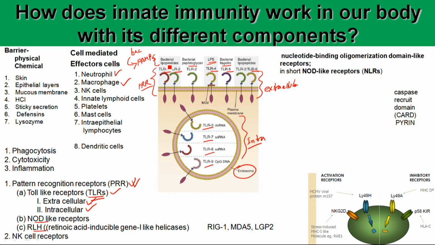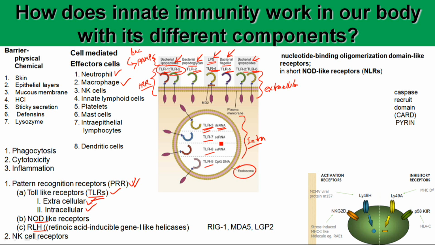And TLR1 and TLR2 recognize the bacterial lipopeptide. TLR2 can recognize the bacterial peptidoglycan. TLR4 can recognize the bacterial lipopolysaccharide or the LPS. TLR5 can recognize the bacterial flagellin, which is the protein of the bacterial tail. And TLR2 and TLR6 combined can recognize the bacterial lipopeptides.